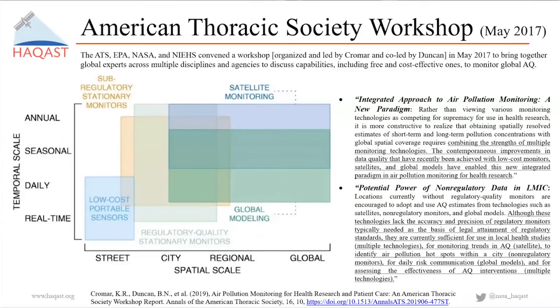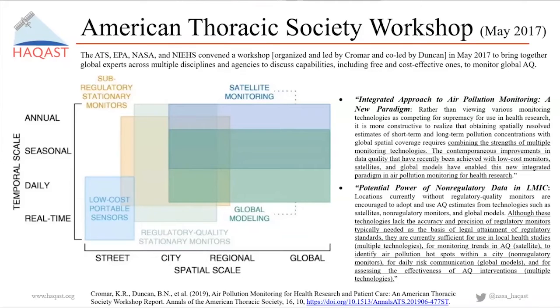There were two recommendations from the report that really resonated with me and influenced my work going forward in HACAS. The first is an integrated approach to air pollution monitoring, a new paradigm. And this graphic clearly shows that, where you basically take information from where you can get it. This could be satellite data, global model, low-cost sensors, regulatory monitors, and they cover a broad range of temporal and spatial scales. So the idea is, how do you integrate these?